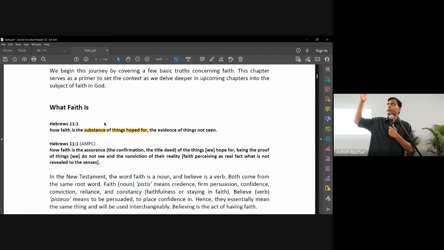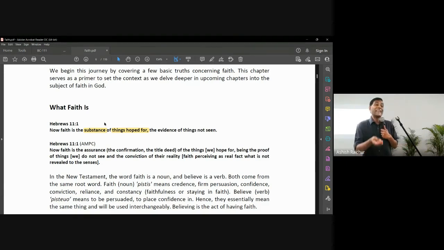You know, if we built this building, it had a groundwork, it had a foundation. The word substance also means title deed. Title deed means proof of ownership. So if you buy, for example, a car or a bike, or if somebody bought this building, they have a document that says this building, this bike, or this car belongs to somebody. That's a title deed. It's a certificate of ownership, a proof of ownership.